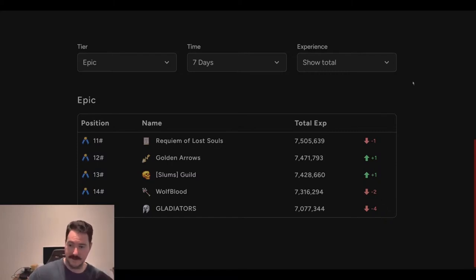Wolfblood, my beloved, at number 14, moving down 2 positions at 7.3. I am resigning from Wolfblood. This is just disgusting. No, I'm just kidding.